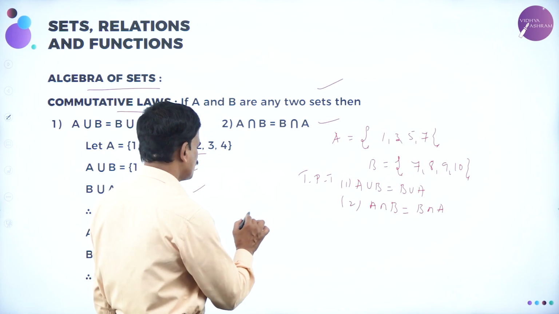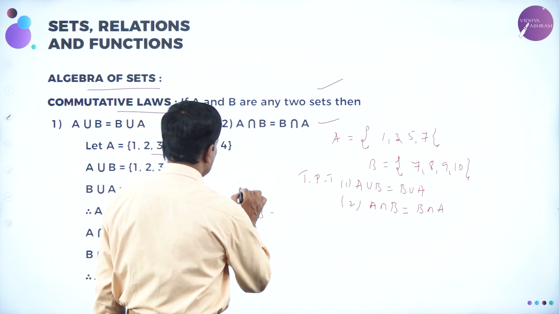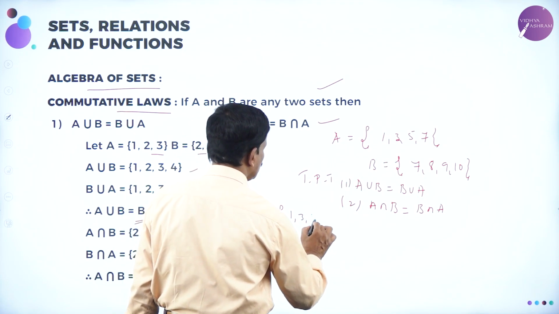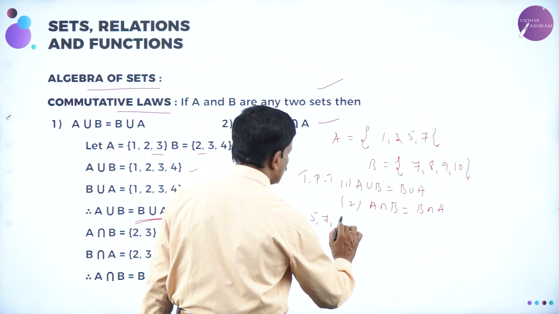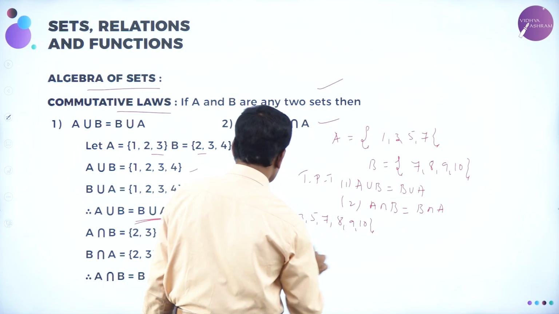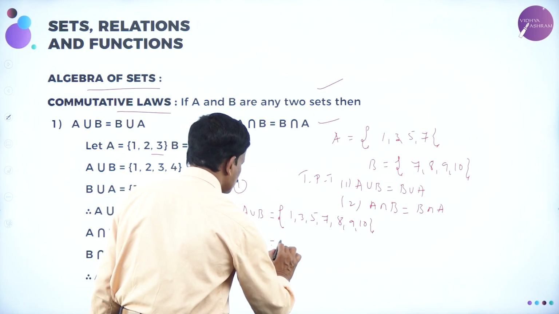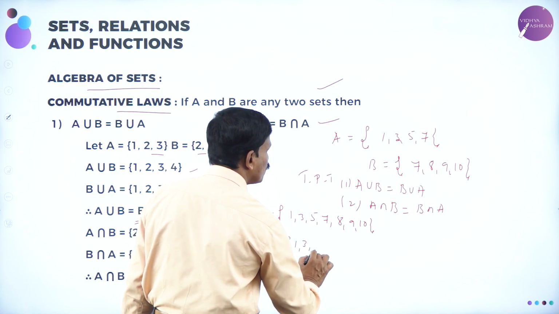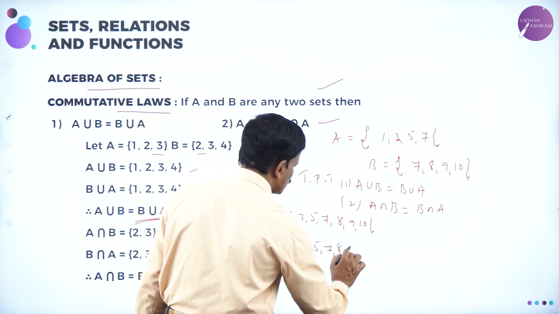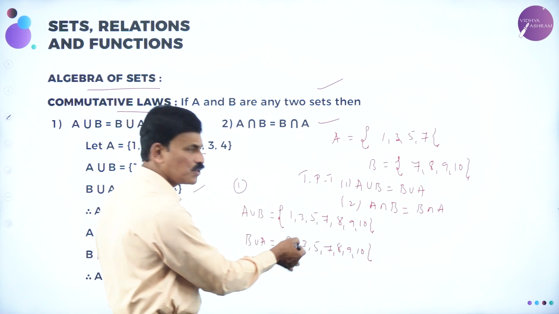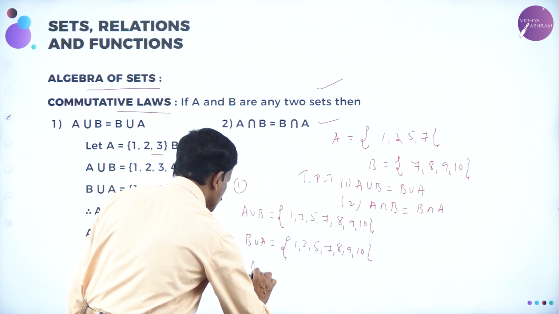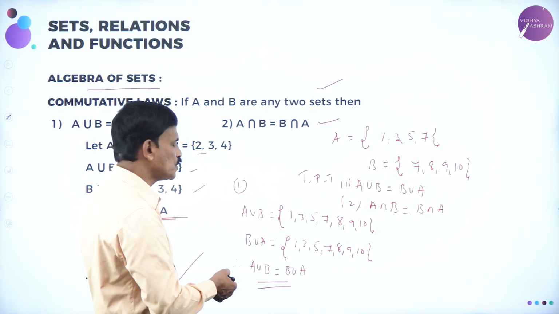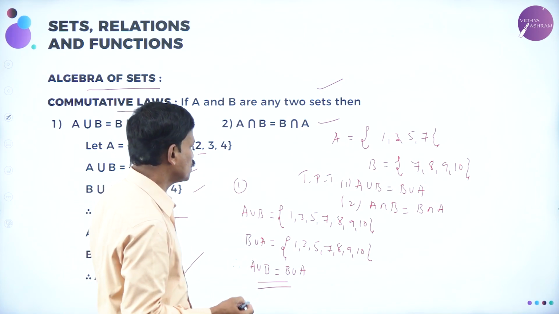Now let us come to the first one, A union B. What is A union B? A union B is all the elements of A and B: 1, 3, 5, 7, 8, 9 and 10. Similarly, B union A is nothing but 7, 8, 9, 10 and this. So we can write it in order: 1, 3, 5, 7, 8, 9 and 10. So what do you say from these two? These two are equal. Therefore we can say A union B is also equal to B union A. So these are commutative. A union B is equal to B union A is the commutative property.